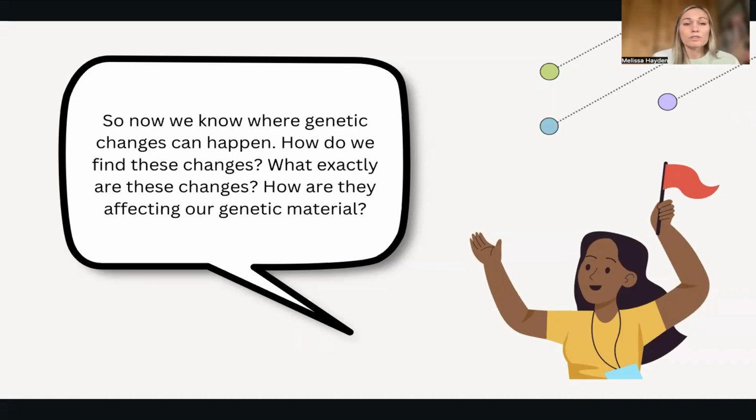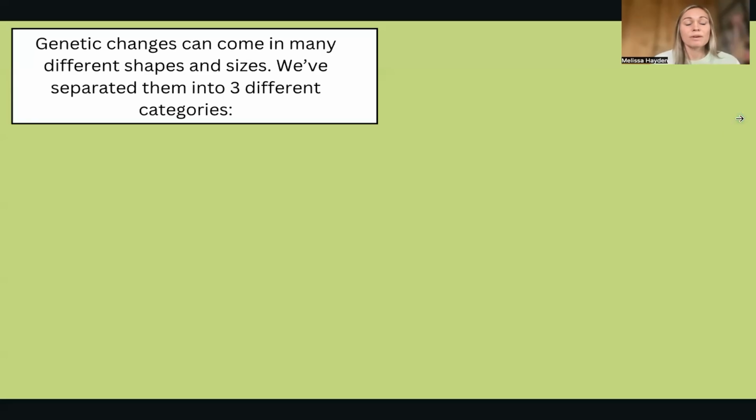Now that we know where genetic changes can happen, you may be thinking, what exactly are these changes? How are they affecting our genetic material? We have discussed that mutations can change our course through the maze. Some are neutral, some are helpful, while others can be harmful. Each mutation can affect our health differently, and we categorize them into several types. For the sake of simplifying this complicated information, we have placed them into three broad categories.